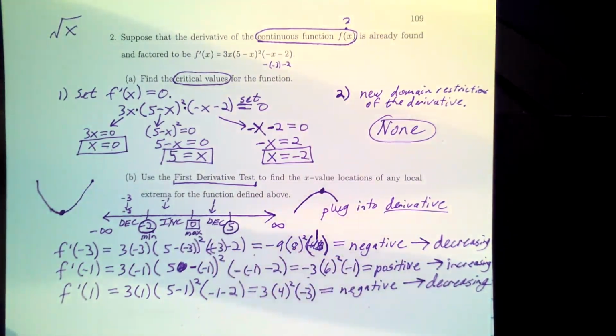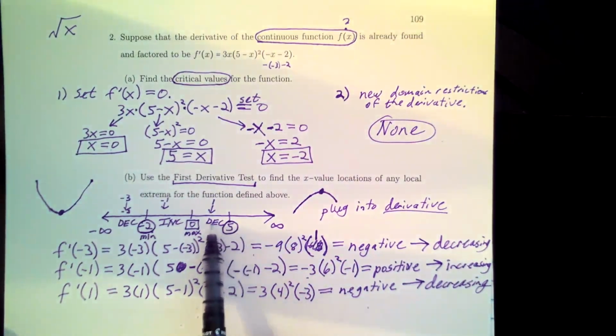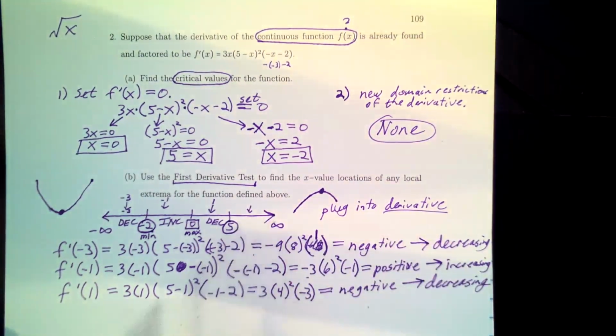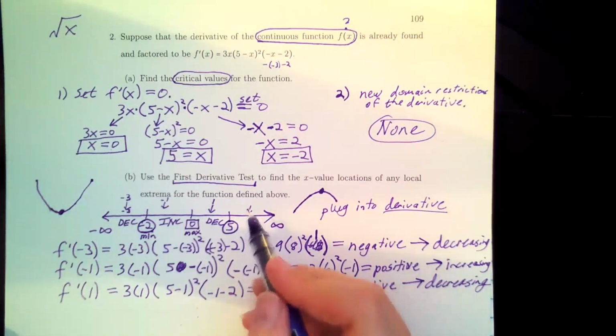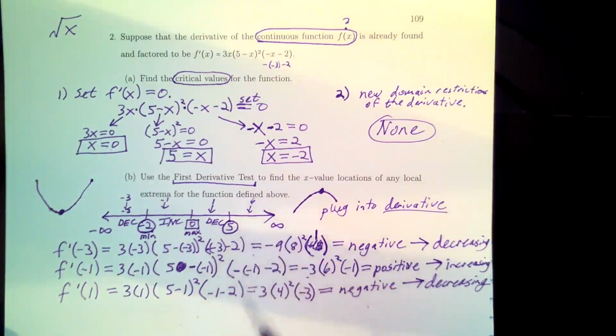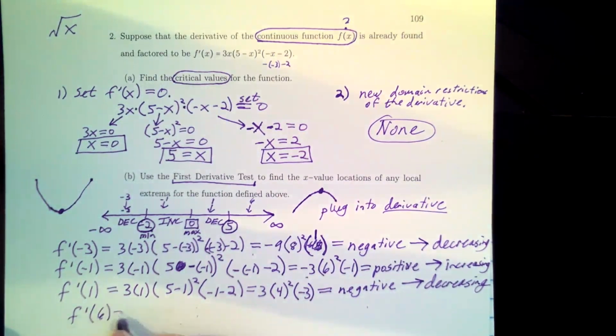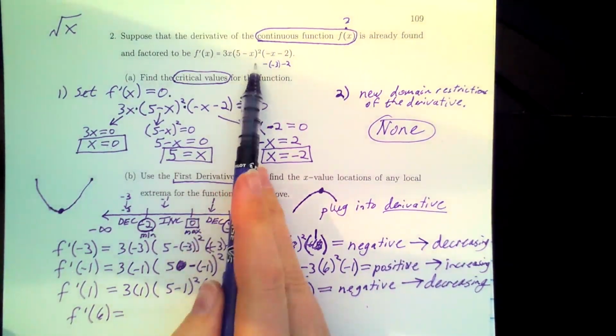We don't know, maybe 5 corresponds to a local max, maybe it corresponds to a local min, maybe it's neither one. I already know what's happening on the left side of 5. We know my function's decreasing. Let's pick one last test point right here between 5 and infinity and see what my function's doing. So let's pick 6, say. It can be any number between 5 and infinity. Now we're going to plug 6 into the derivative. The derivative function's up there.